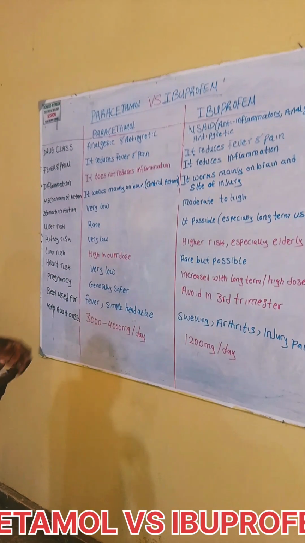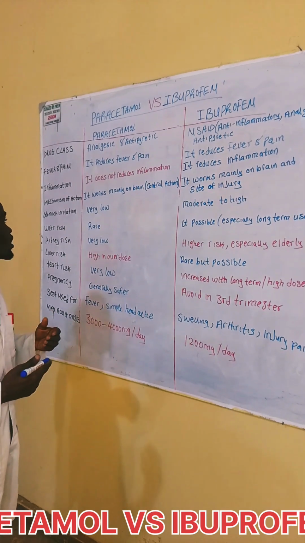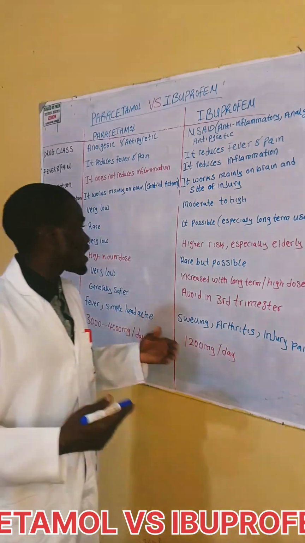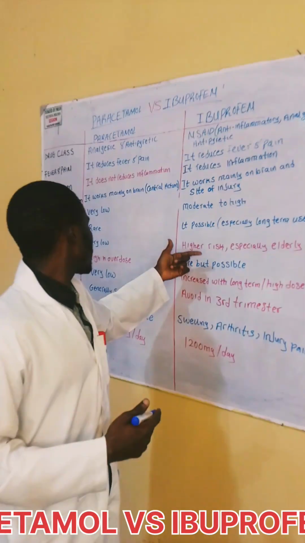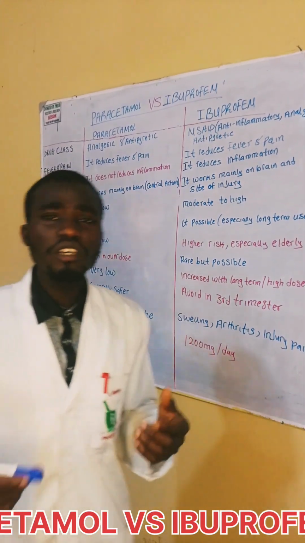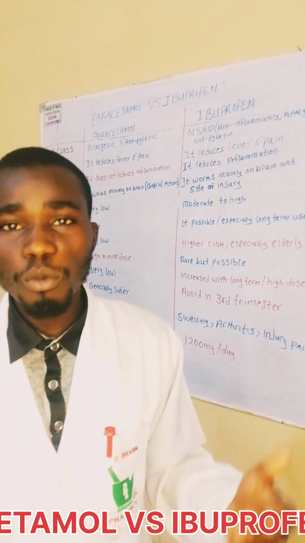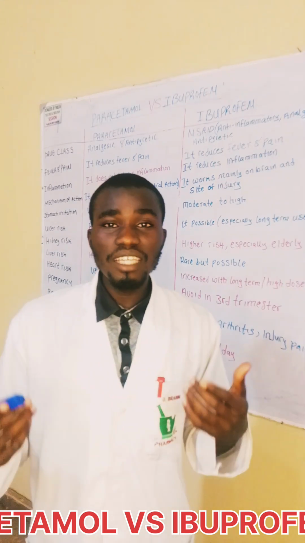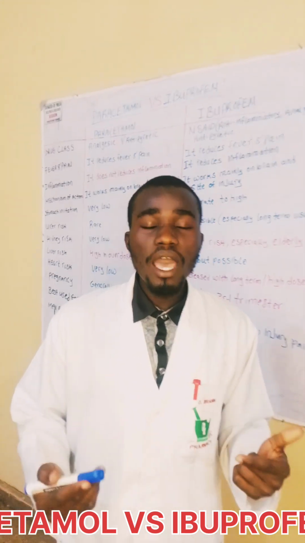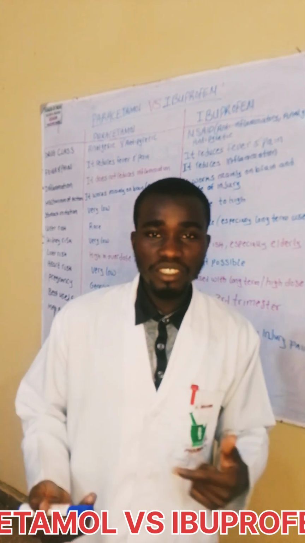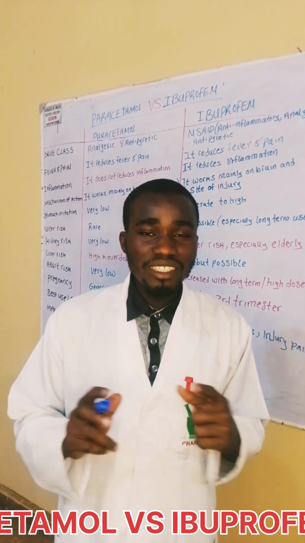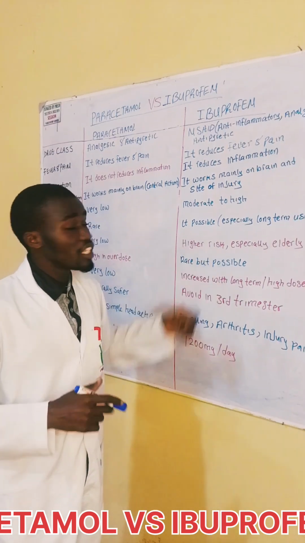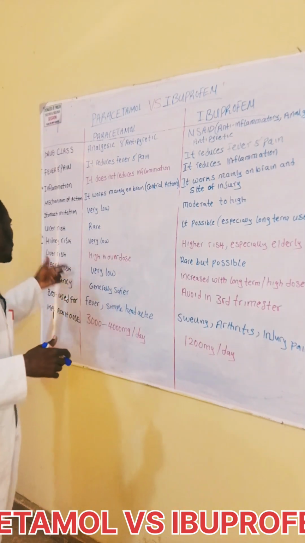What about kidney risk? Paracetamol is very low in causing kidney risk, while ibuprofen is higher in causing kidney risk. Why is that? Because the excretion of ibuprofen is mainly through the kidney. Now imagine somebody that is having a kidney problem. There's nowhere the ibuprofen will be excreted. That is why a person having kidney malfunction will have a higher risk with ibuprofen.